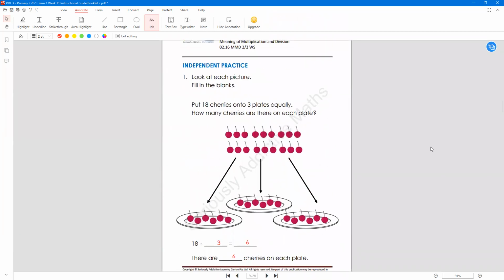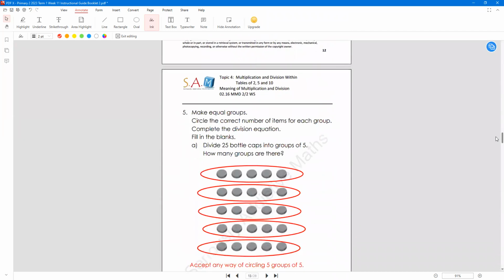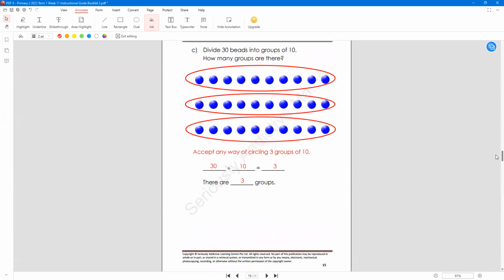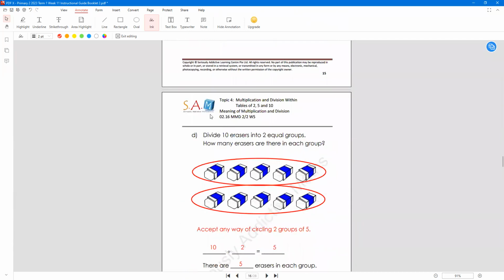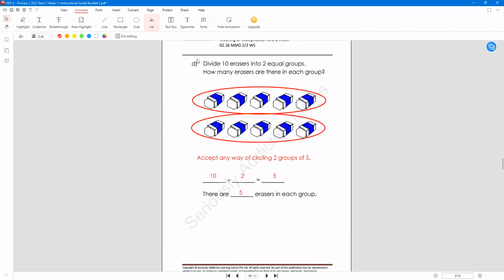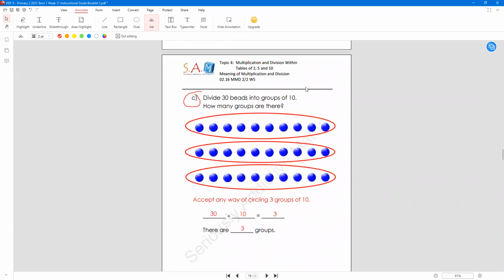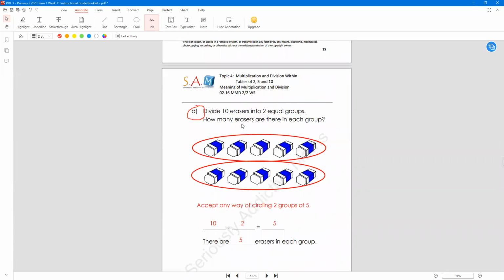Okay, and then I would say rest of it. Let me see. Okay, I would get them to do C on page 15 and D on page 16. Reason is these are 2 different questions. This question is asking how many groups are there, and then this question is asking how many erasers are there in each group. So make sure that they're able to do it properly.